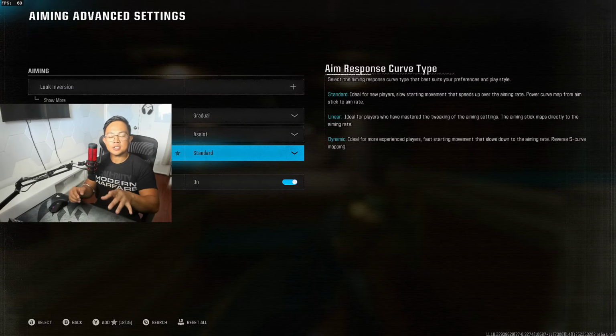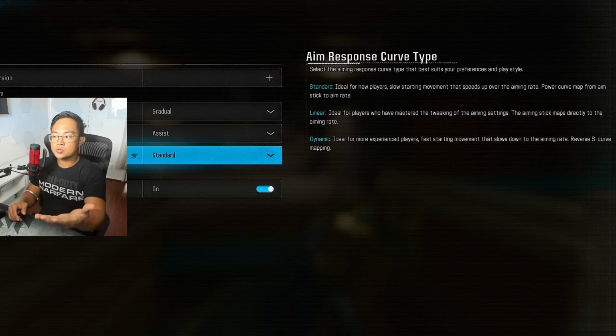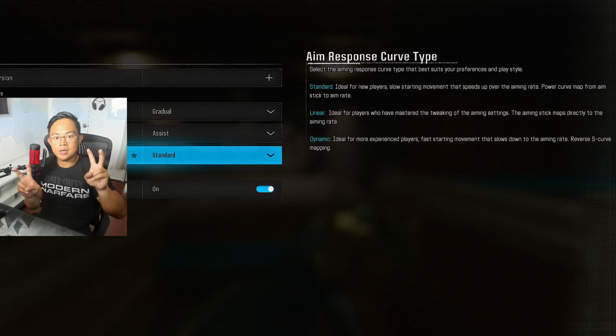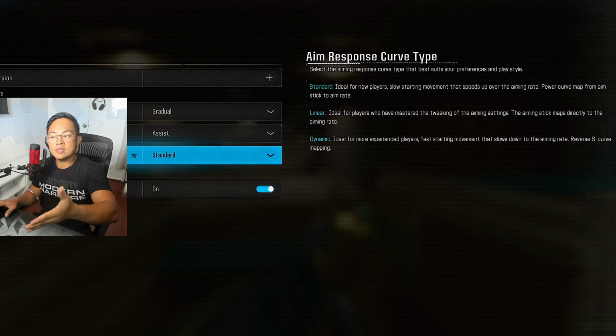Let's read the definitions that these things have. Okay, let's start with standard. Ideal for new players. Slow starting movement that speeds up over the aiming rate. Power curve map from aim stick to aim rate. The reason why I'm quoting it is because when you read those definitions and terms as a new player, or for any player that hasn't looked at these type of settings before, this literally can go in one ear and out the other because no one understands these definitions. And it's not their fault. Call of Duty, for whatever reason, expects you to understand these terms and definitions, and even when you try to Google it, it's still confusing.